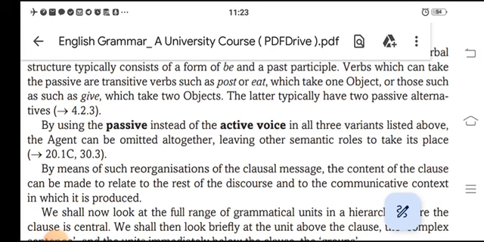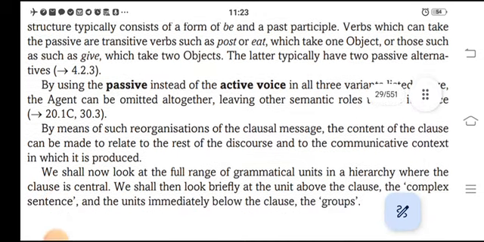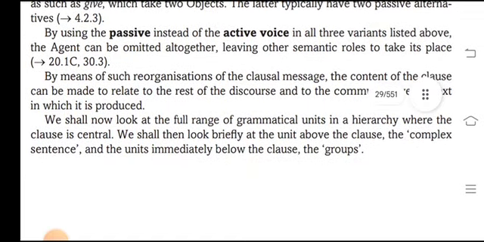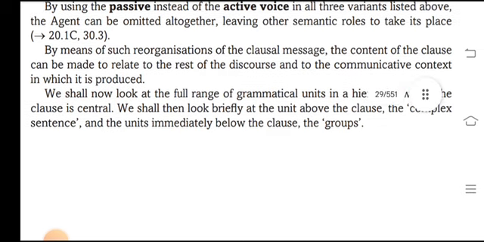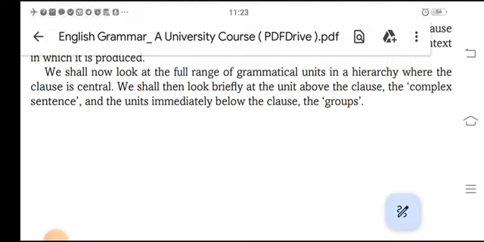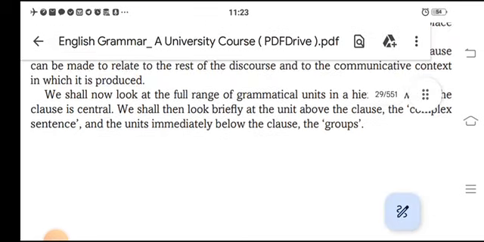In all three variants listed above, the agent can be omitted altogether, leaving the other semantic roles to take its place. By means of such recognition of the clause, the message and content of the clause can be related to the rest of the discourse and to the communicative context in which it is produced.